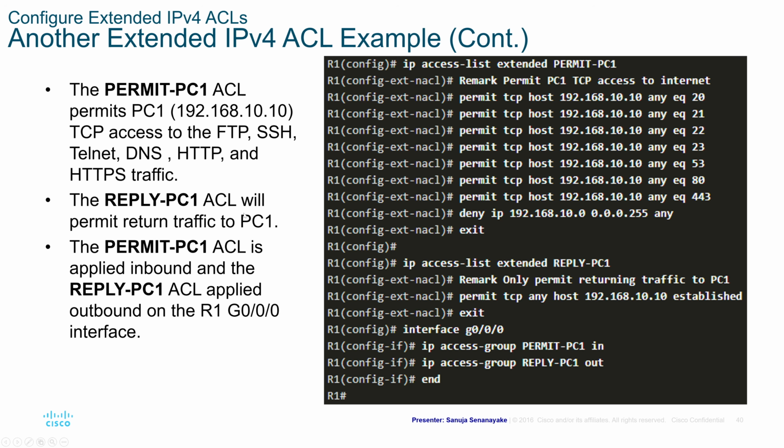G0/0 interface. On the right hand side, it shows the configuration for that router. We have ip access-list extended permit-PC1. That's the extended ACL that we are creating here, and we have some identifier information entered here with the remark, and we have permit the TCP host and denied certain other ones. Then we have applied those to the interface G0/0, being applied as ip access-group permit-PC1 in as the inbound, and ip access-group reply-PC1 out as the outbound. So the outbound is applied here and the inbound is applied here.